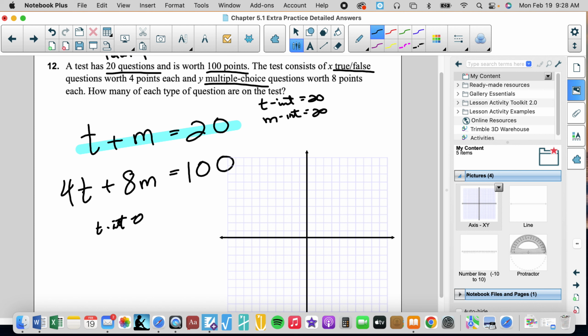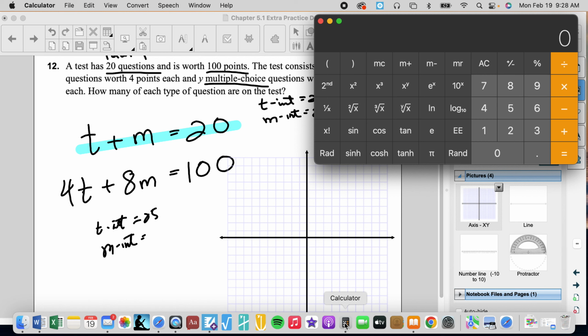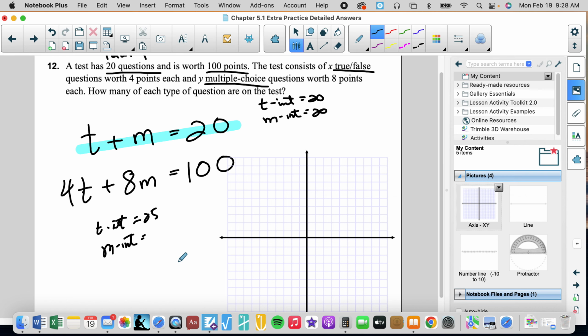T-intercept is going to be 25. M-intercept is going to be, what's that? 100 divided by 8 gives me 12.5. 12.5, that's a horrible number. So let's make this M, let's make this T, alphabetical order. Doesn't have to be, but it usually helps.